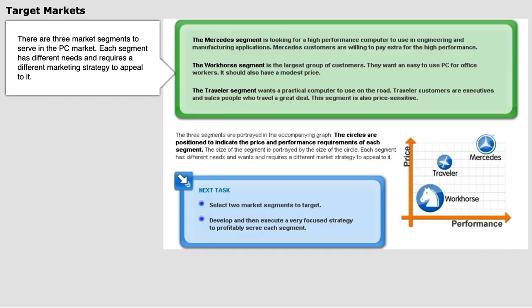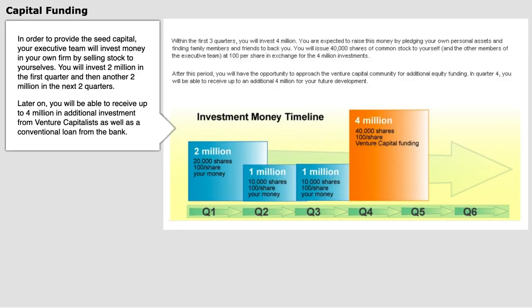There are 3 market segments to serve in the PC market. Each segment has different needs and requires a different marketing strategy to appeal to it. In order to provide the seed capital, your executive team will invest money in your own firm by selling stock to yourselves. You will invest $2 million in the first quarter and then another $2 million in the next 2 quarters. Later on, you will be able to receive up to $4 million in additional investment from venture capitalists as well as a conventional loan from the bank.